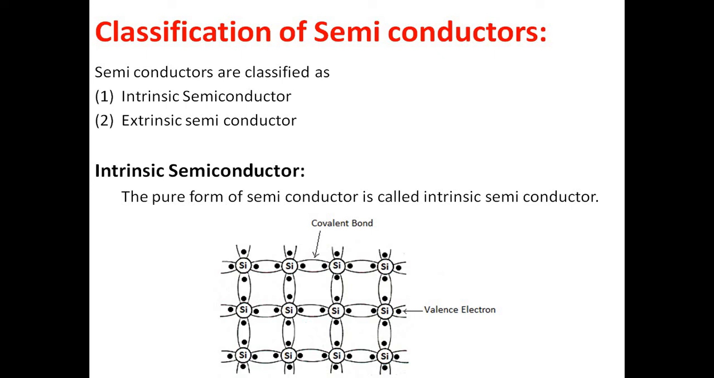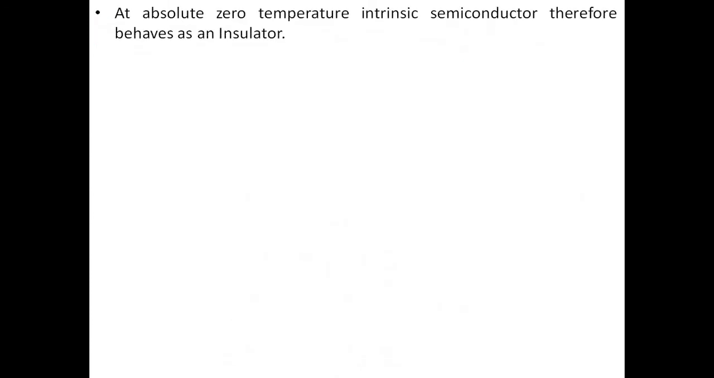Now the free electrons are capable of moving freely inside the material. At any point of time in an intrinsic semiconductor, the number of free electrons and the number of holes are always equal. This is one important point we need to remember in case of an intrinsic semiconductor. The total number of free electrons and the total number of holes generated in an intrinsic semiconductor is always equal. See, if you don't apply any external energy, at absolute zero temperature, an intrinsic semiconductor behaves like an insulator.